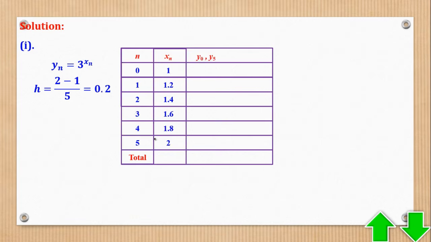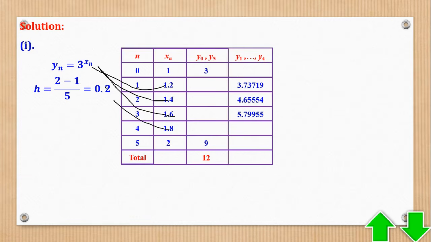The next is for the extreme values. So get this value, put it here to come up with that. Get this value, put it here to come up with that. Then add these two to come up with that. The next is the intermediate. Get this value, put it here, come up with that, and repeat for each intermediate value. Then add all these values to come up with that.